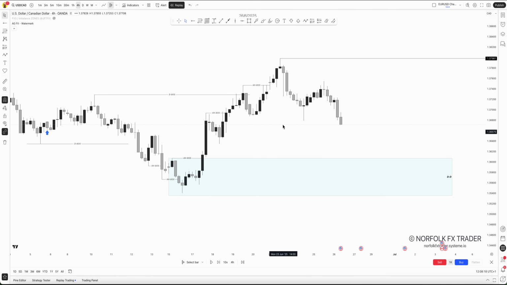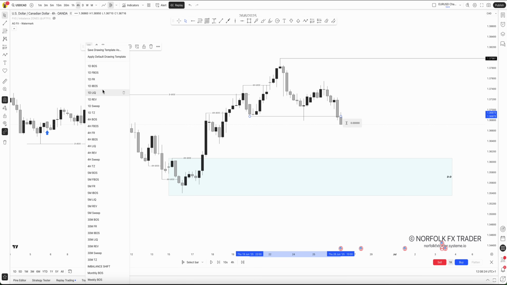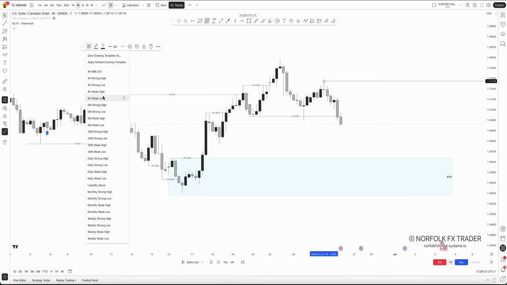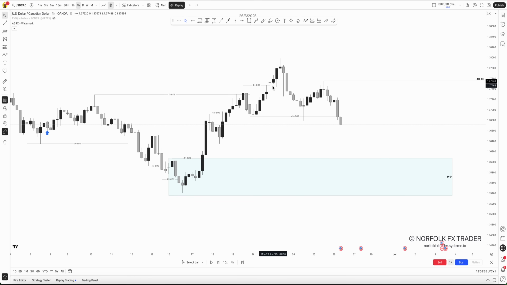So now we can actually remove this and we have a shift on this 4-hour move. Now we've got a bearish shift. And what we can also do is move this high to this high as a valid strong high in the market on a 4-hour time frame. So we have a bearish bias.